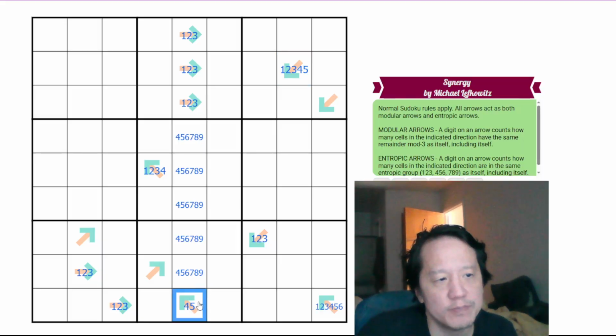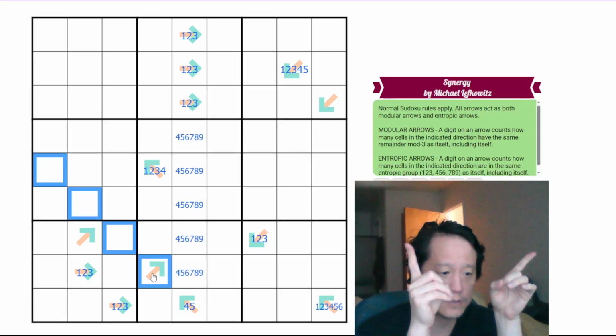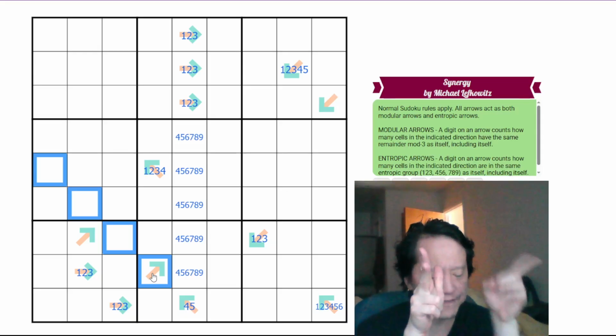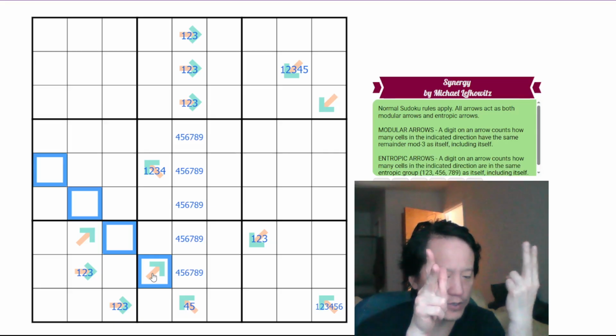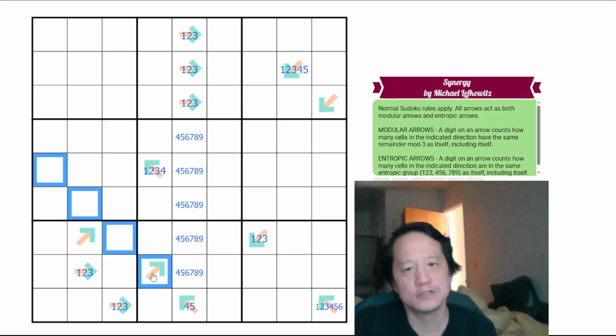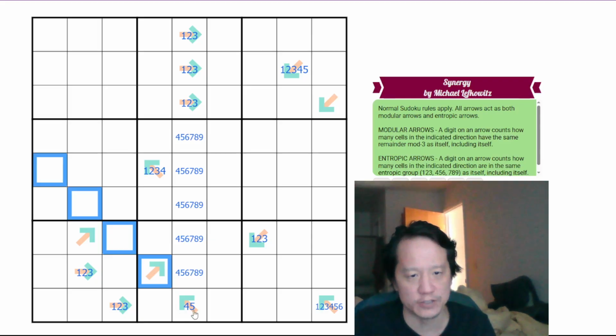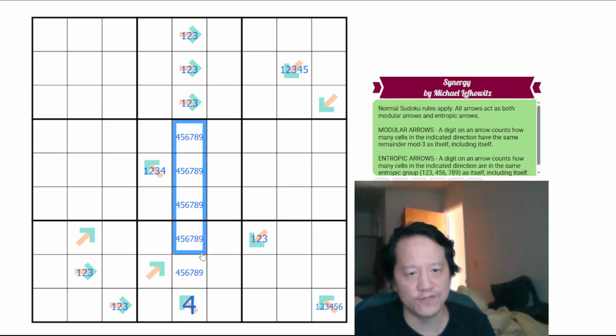Can this actually be 5? I think the answer to that is probably not. If you have 5, you have 2 other 5s that can be here, and then 2 other unique digits. So that's 3 5s and then a 4th one. But if you try to have 2, the other 2 are not going to be of the same modular set if they're entropic, or they can't be the same entropic set if they're modular. So this cannot be 5, it's 4, guaranteed.